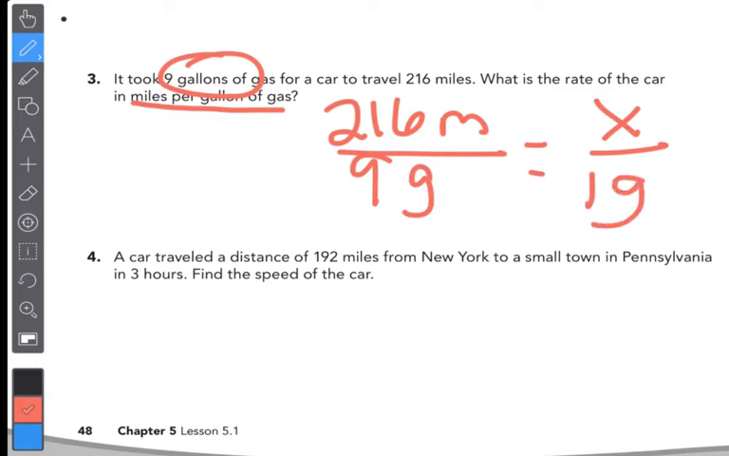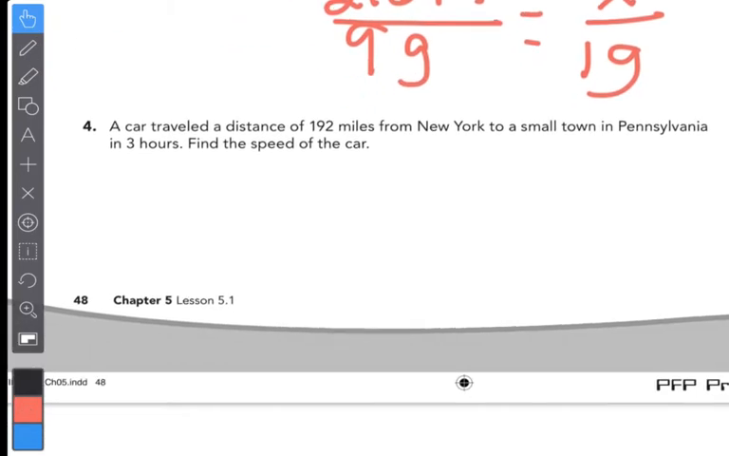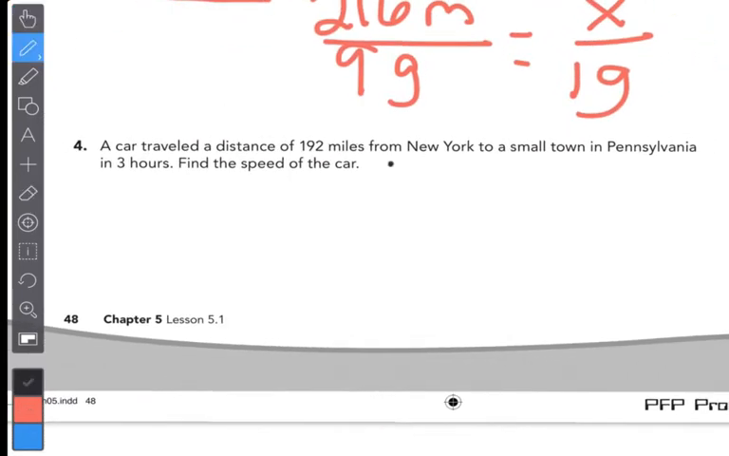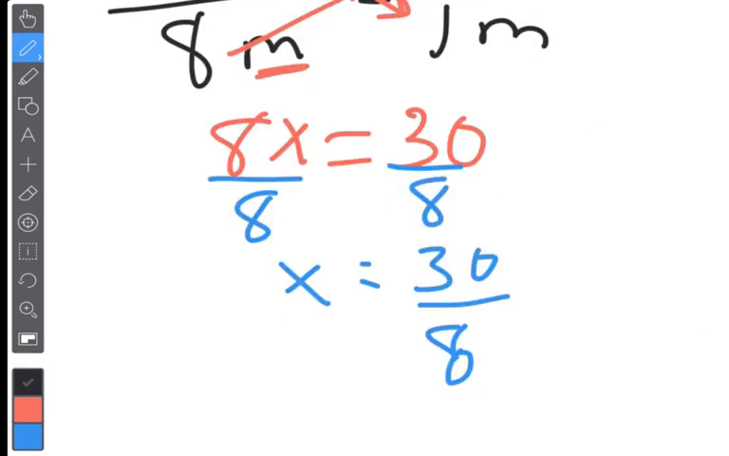Number 4, whenever you're talking about speed, we're talking about miles per hour. So it's miles per hour. So when you do that, you're going to put miles on top, per, and then the time, which is hours. Okay, so let's go to the next page.